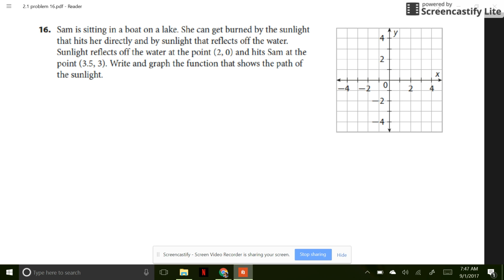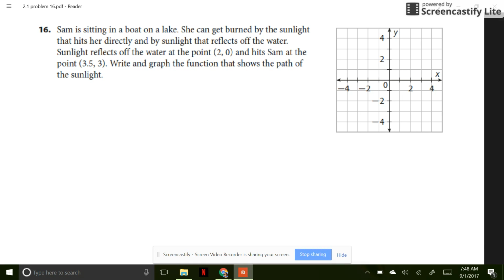So I wanted to make sure to give you another example here. We're going to go ahead and just use a homework problem for this one. So we've got problem number 16. Sam is sitting in a boat on a lake. She can get burned by the sunlight that hits her directly and by sunlight that reflects off the water. So sunlight reflects off the water at the point (2, 0) and hits Sam at the point (3.5, 3). So we want to write and graph the function that shows the path of the sunlight.